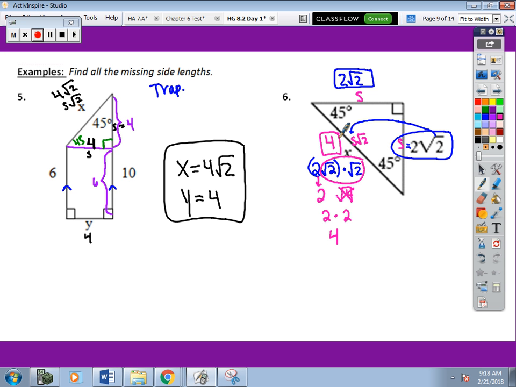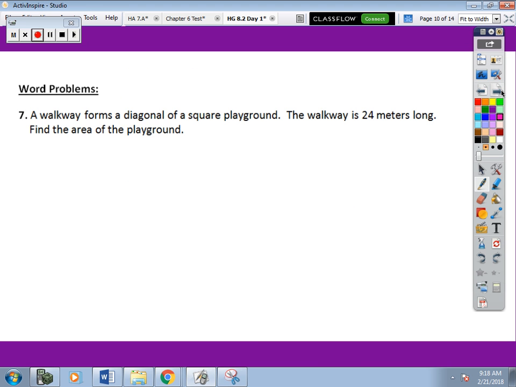Alright, now the only reason I put this walkway problem on here again, I wish I would have picked a different number besides 24, but I didn't. We did the same problem yesterday, and you did the same problem the day before in the homework. But I'm going to show you today that you can do it a different way. So we know that a square playground has 4 congruent sides. The walkway is diagonal, 24 meters long.